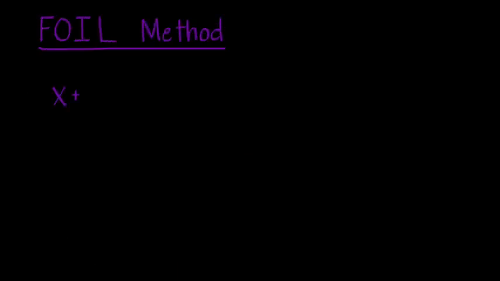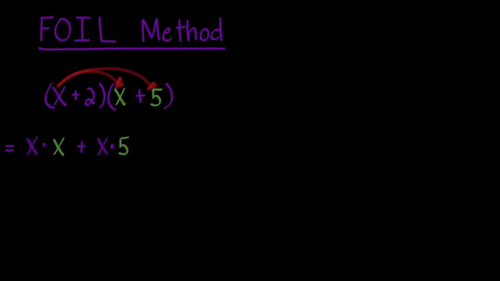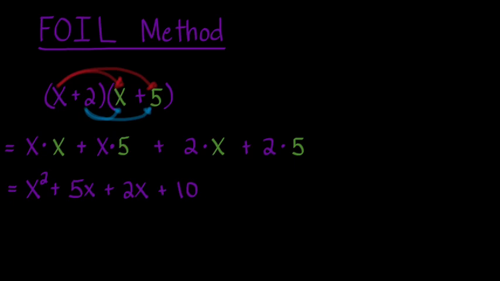The FOIL method is the method of distributive property. I have to distribute each term across. So first I distribute the x across to the other side. So I'd get x times x and x times 5. And then I have to distribute the 2. 2 times x and 2 times 5. It gives us the same terms that we have to combine and the same answer.